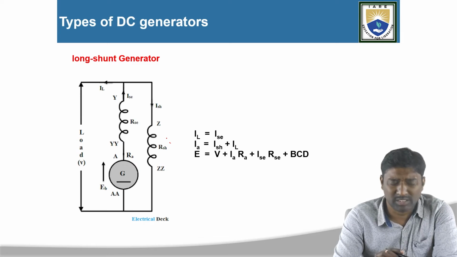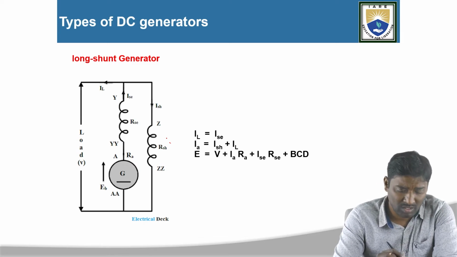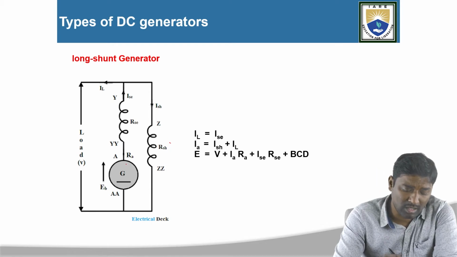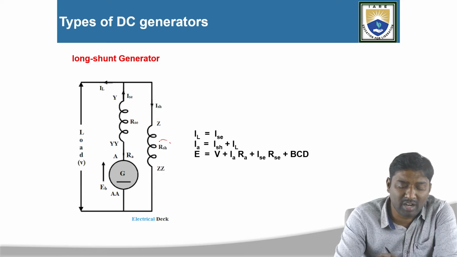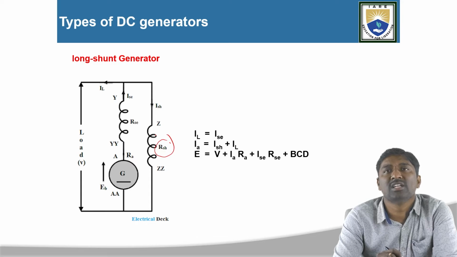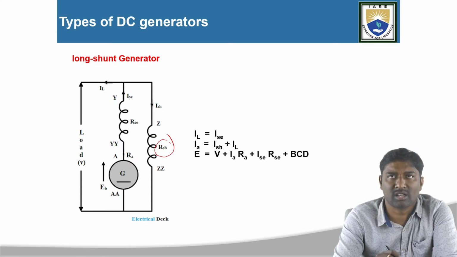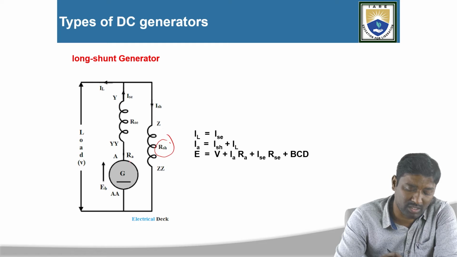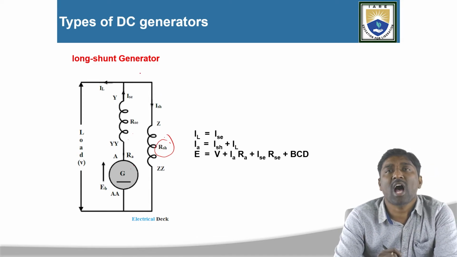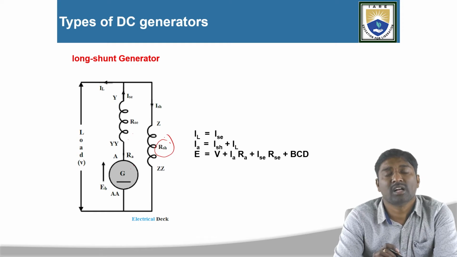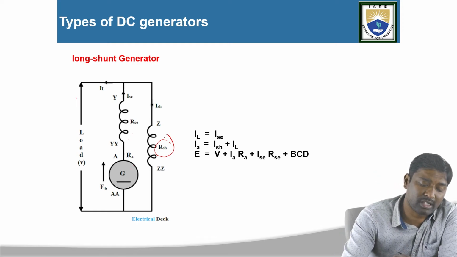Now in the case of the long shunt generator, observe here: the armature winding and the series field winding are both connected in series. Again that is connected in parallel to the shunt field winding. So you can observe here, the armature winding and the series field winding are connected in series, and this is connected in parallel to the shunt field winding. That's why this is called a long shunt generator.